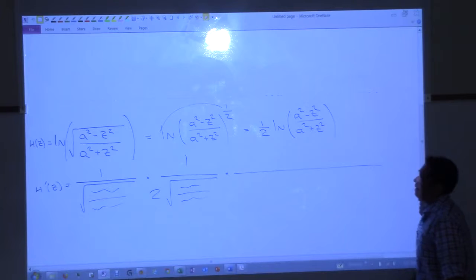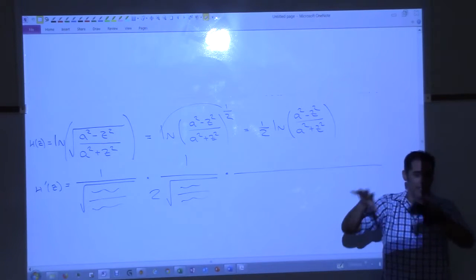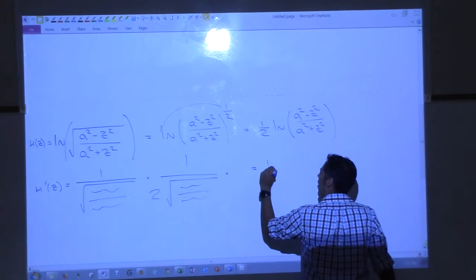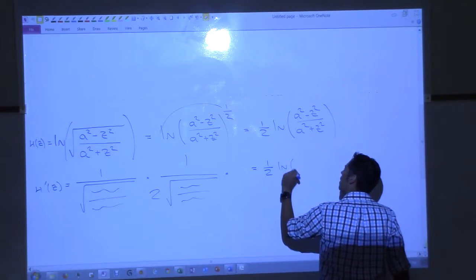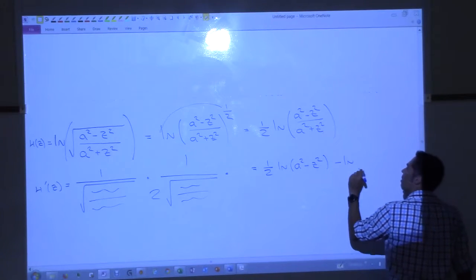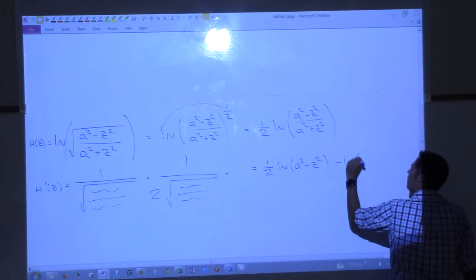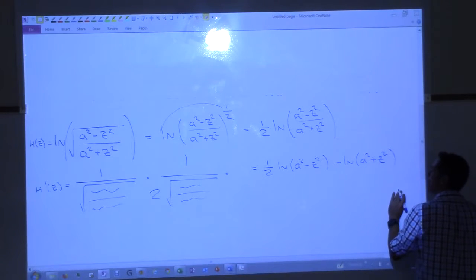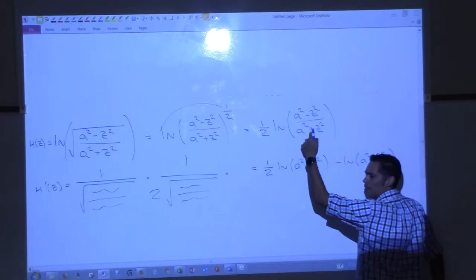And then what do you think I can do now? Do this division inside of a log, split it into 2 logs. And so that would become half natural log of a squared minus z squared, then minus natural log of the a squared plus the z squared. Is that correct? No, yeah, that 1/2 has to impact both of these.